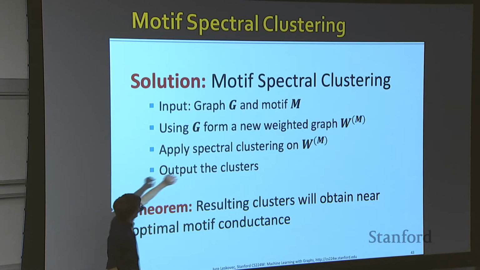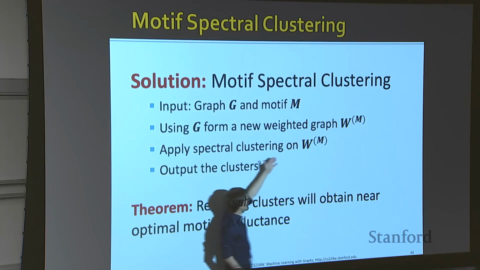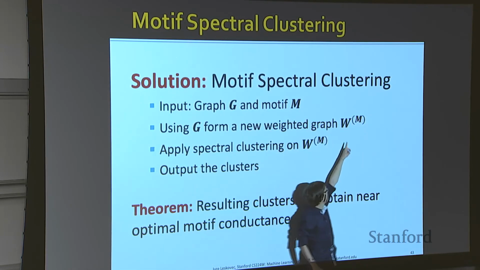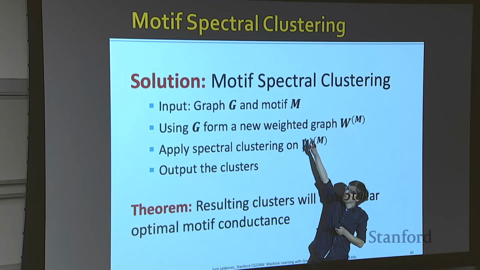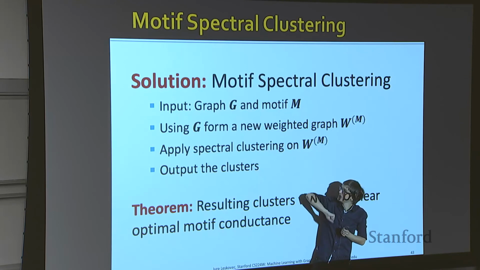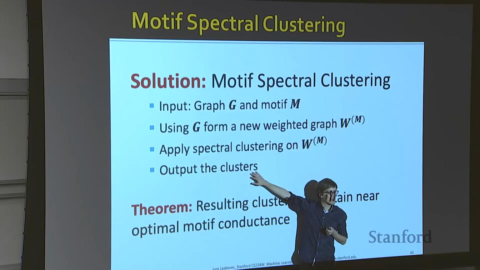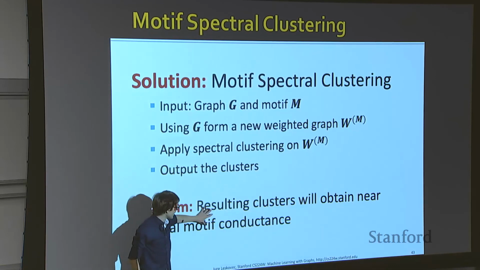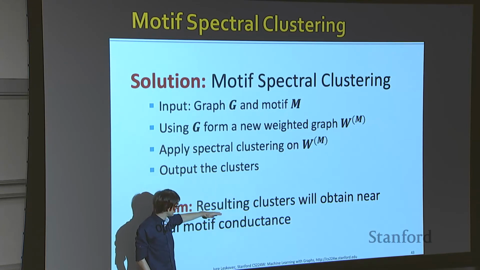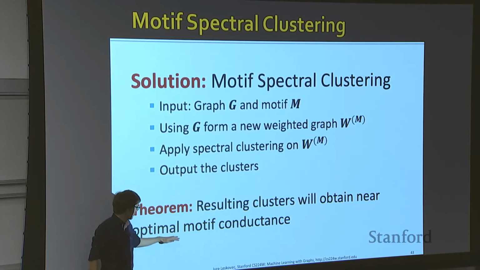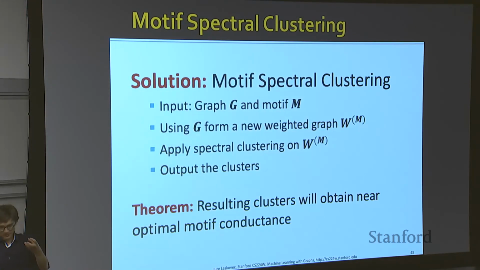And the idea is that on the input I get the graph and the motif. I will take the graph and form a new weighted graph. I will call it W, and it will have a superscript M, because W will depend on M, the motif of interest. I will apply spectral clustering to this W, and I will output the clusters. And there is a theorem that basically says that we get the same guarantee as for spectral clustering on edges, that the resulting clusters will be near optimal with respect to the motif conductance.